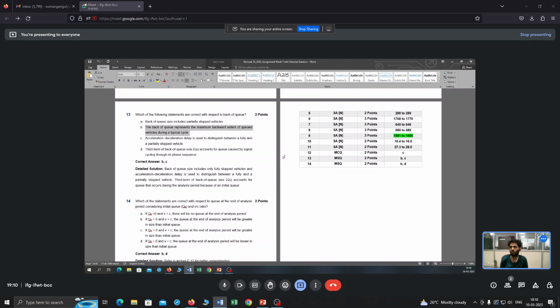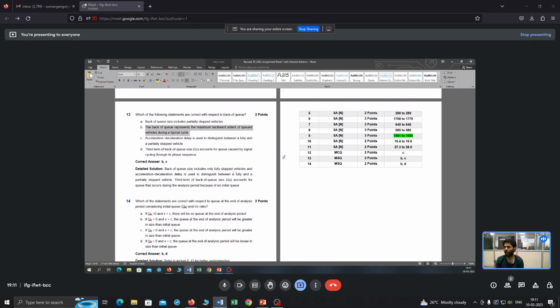Fully and partially stopped vehicle. Actually, your acceleration and deceleration points: it is the point where it starts decelerating, and the point where it starts accelerating. Your deceleration point may sometimes overlap for the partially and fully stopped vehicle, but in case of the acceleration point, the partially stopped vehicle will reach the acceleration point quicker than the fully stopped vehicle. So it can be used to distinguish between fully and partially stopped vehicles. So it is also true, right?